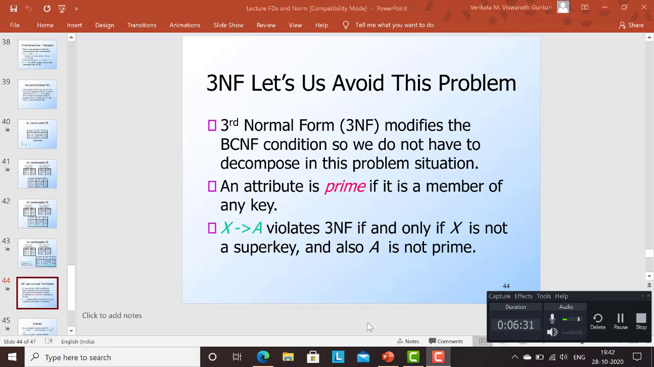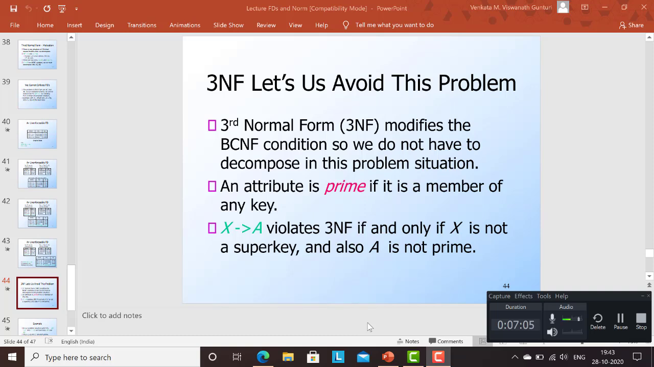Before I give you a formal definition, there is something called a prime attribute. An attribute is called a prime attribute if it is a member of any key of the relation. Again, an attribute is a prime attribute if it shows up as a part of any key of your given relation R. Now with this definition, 3NF is defined as follows.